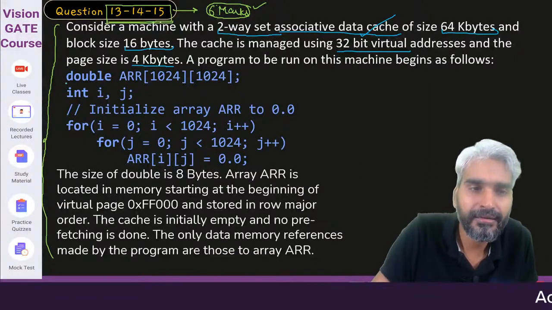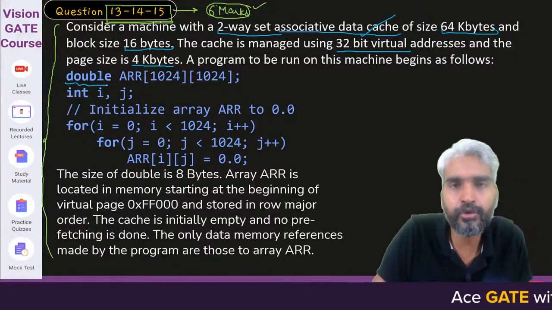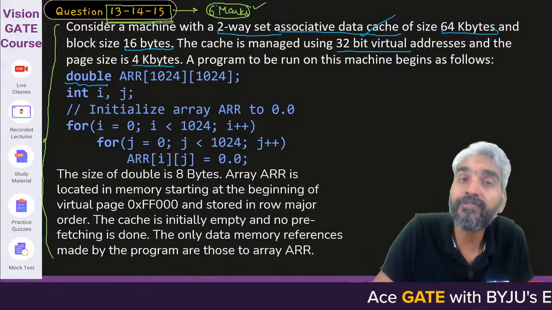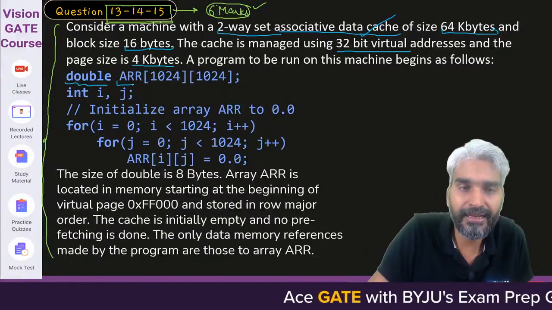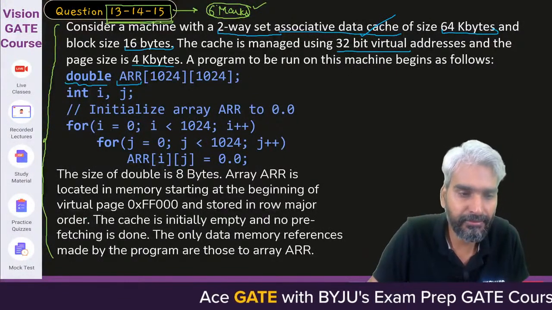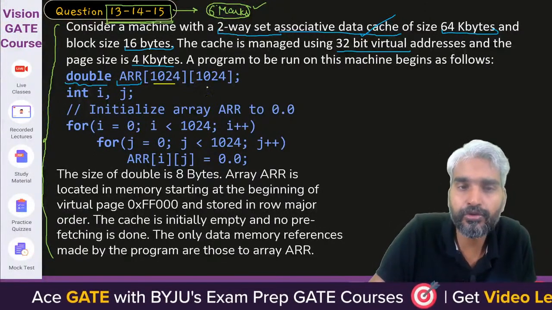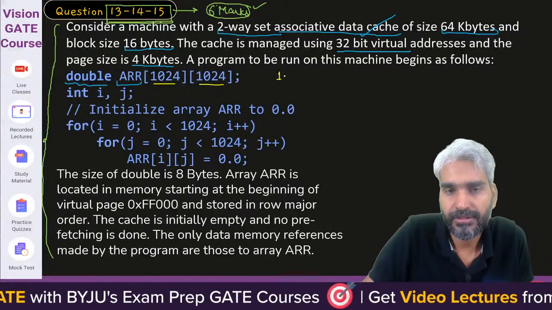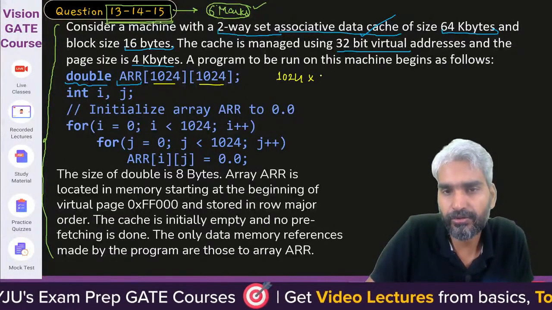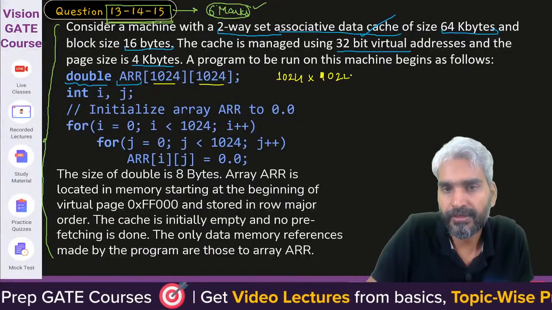So, we have a two-dimensional array of double. The name of the array is ARR. The size of the array is 1024 cross 1024.